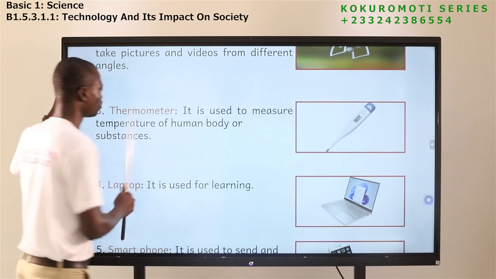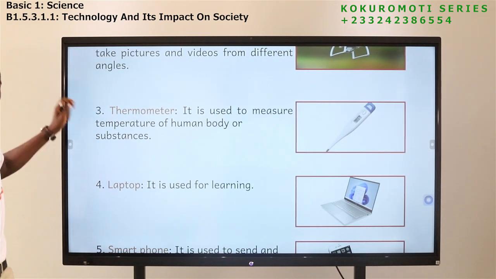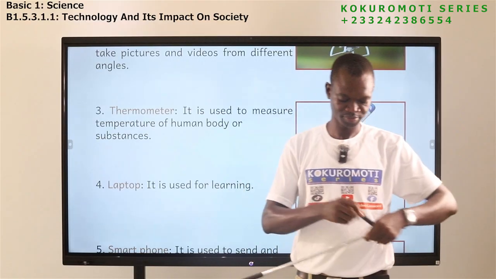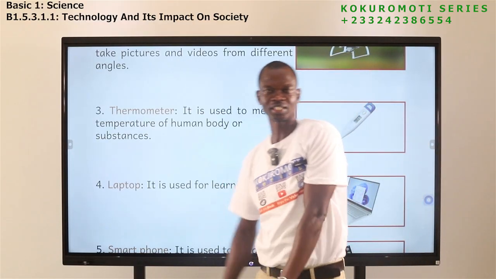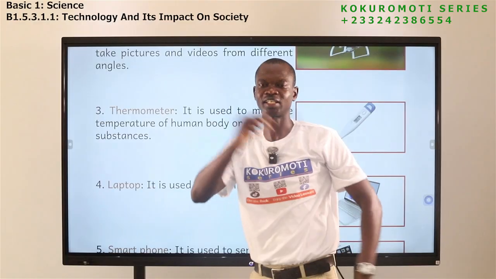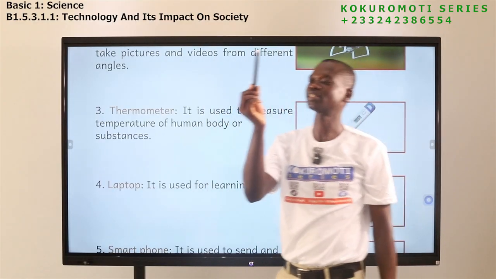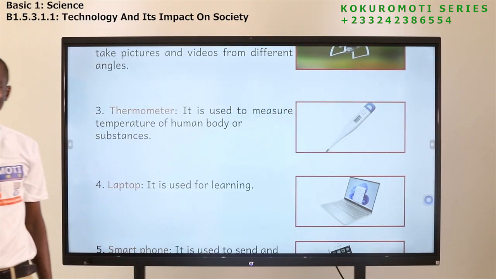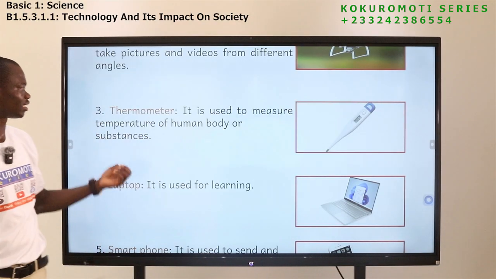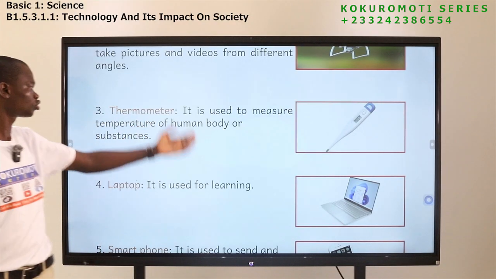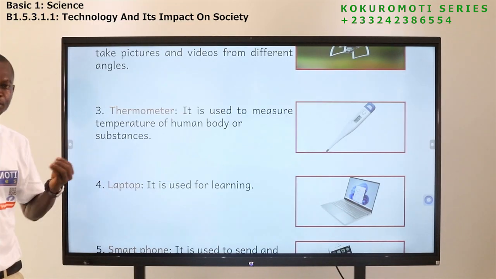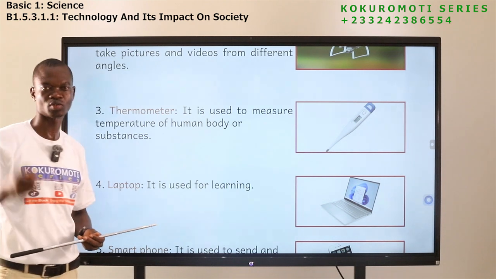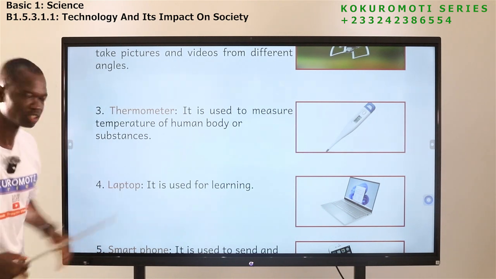Okay, the next one is what? Thermometer. When you go to the hospital, if you are sick, they will put something in your armpits like this. Later, they will take it and check. So your temperature is this, your temperature is this. They are talking about how hot your body is or how cold your body is. It is called thermometer. It is used to measure what? Human body's temperature, and other substances too. We can check the temperature using thermometer. Without technology, you can't do that.